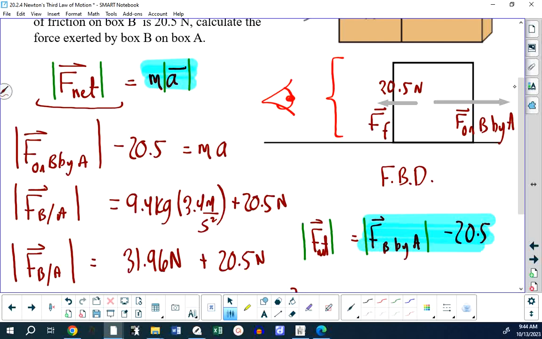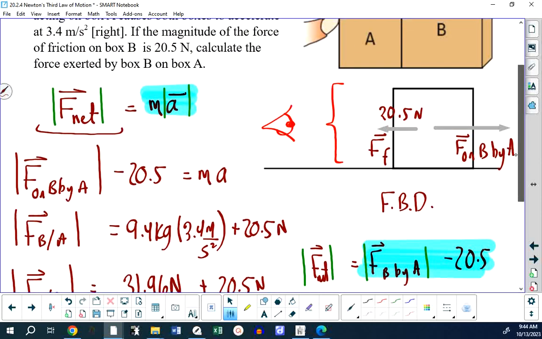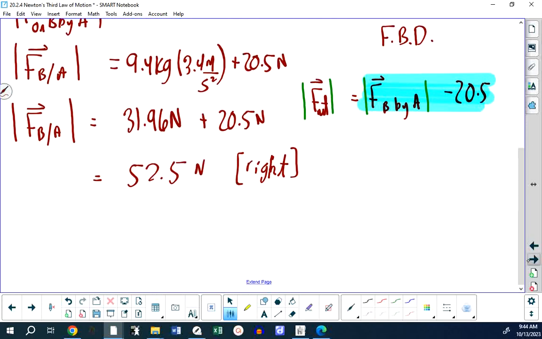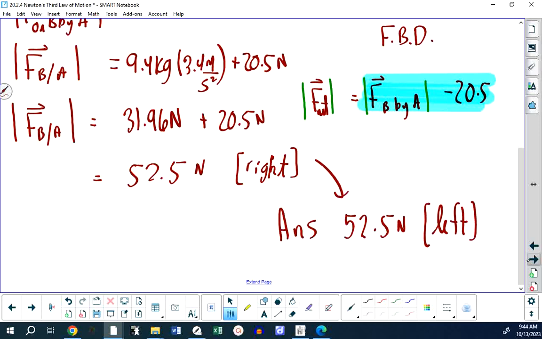Okay. So in answer to the question, they're asking here in this example to find the force on A by B, and this is the force on B by A. So the answer to this question is 52.5 newtons rounded, to the left. And really, you know what? To go from here to here, that's the only part of this that is Newton's third law. Everything else was an application of Newton's second law. Does that make sense?